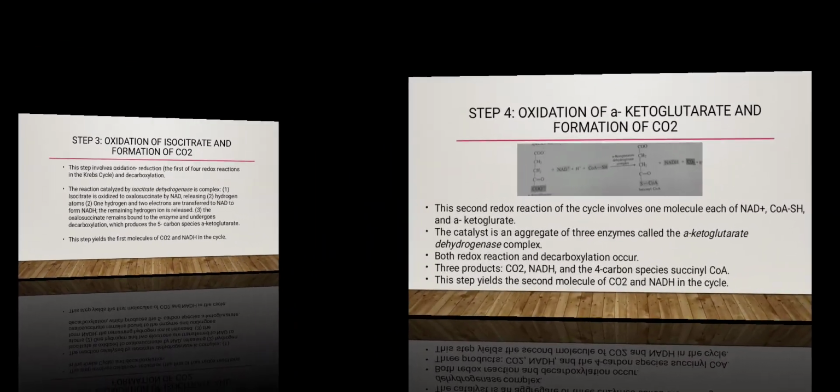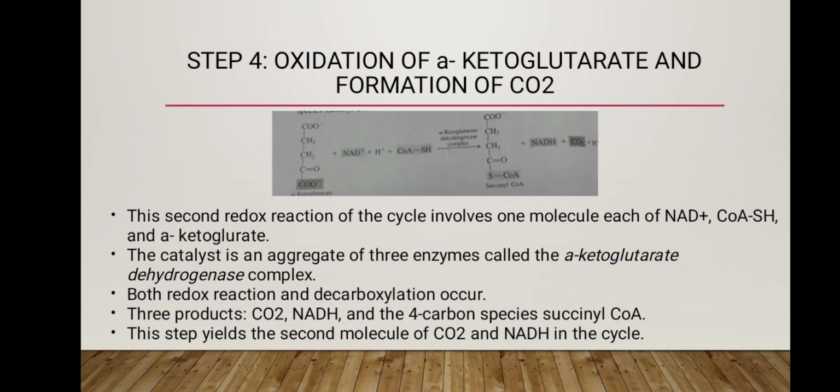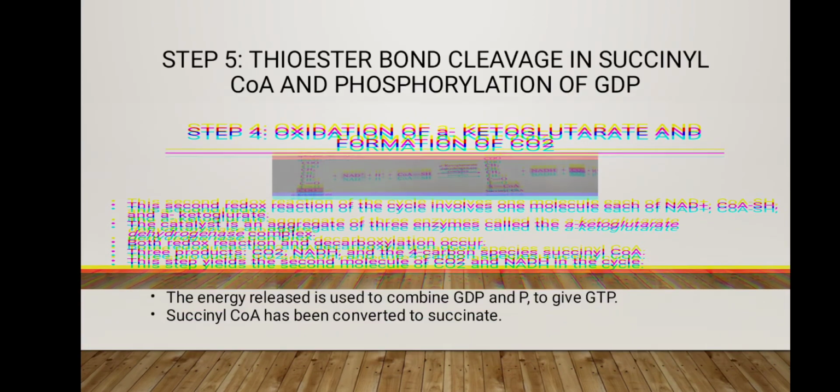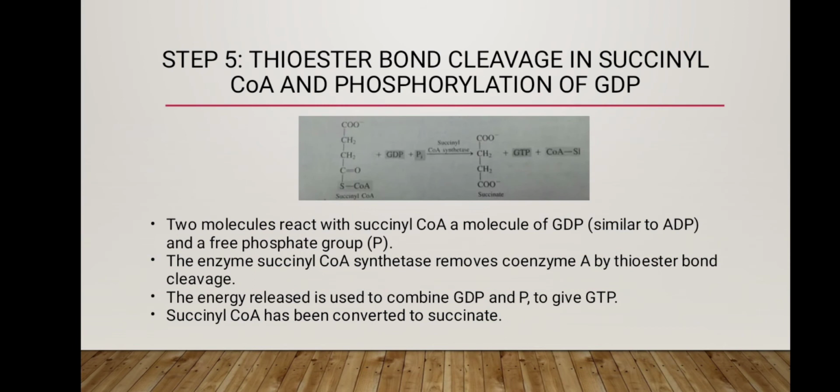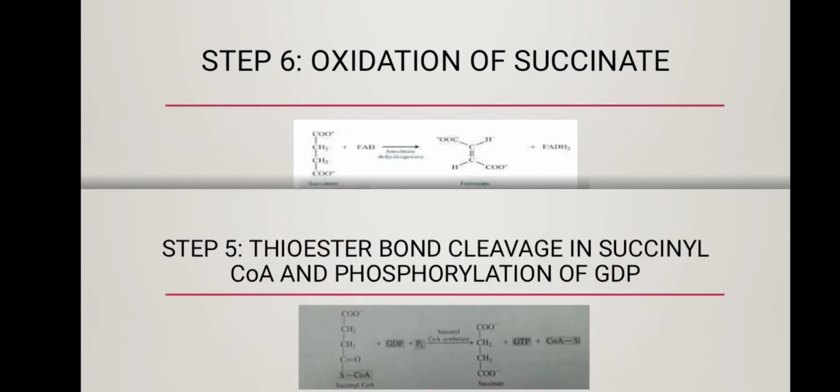Step 4. Oxidation of alpha-ketoglutarate and formation of CO2. This second redox reaction of the cycle involves 1 molecule each of NAD plus, CoA, and alpha-ketoglutarate. Step 5. Thioester bond cleavage in succinyl-CoA and phosphorylation of GDP. 2 molecules react with succinyl-CoA, a molecule of GDP similar to ADP, and a free phosphate group.